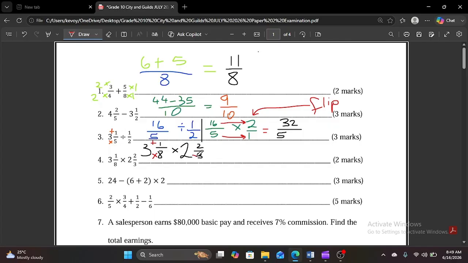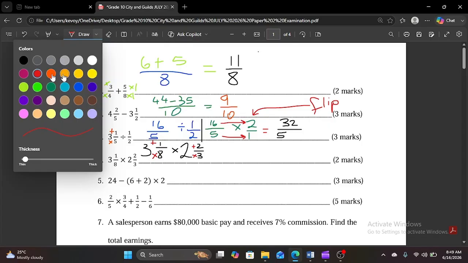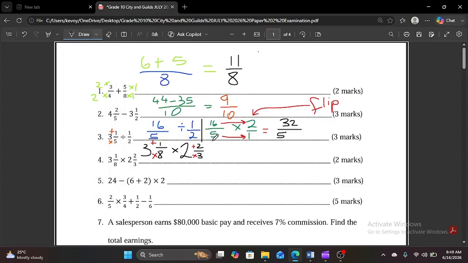Same thing right here, you multiply and then you add. So we're going to get our answer, and we're just converting these mixed fractions into improper fractions. So that's going to be 3 times 8 plus 1. So 3 times 8 is 24 plus 1, that's going to be 25.